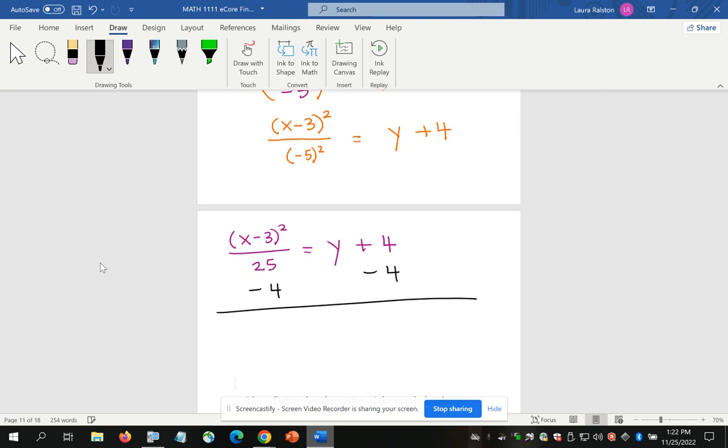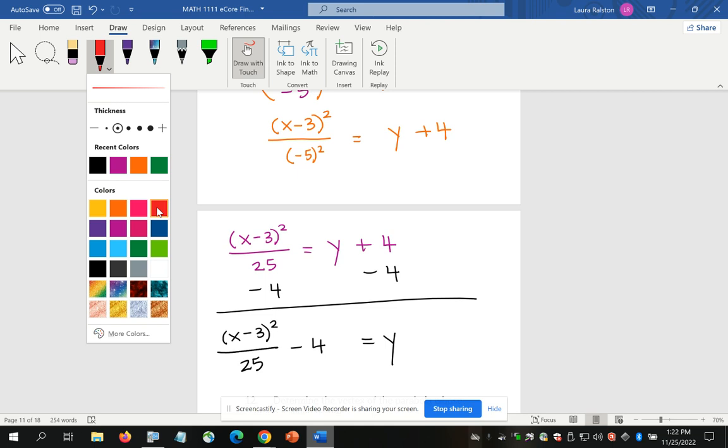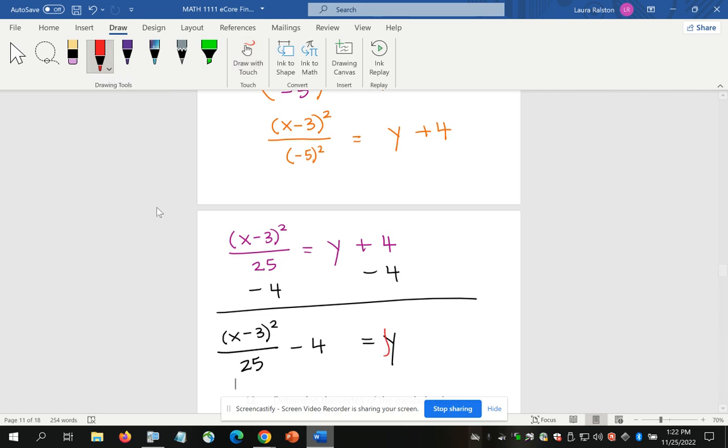Now this is going to look messy. You're going to have x minus 3 squared over 25 minus 4 equals y. Once you have that solved for y, that function represents f inverse. So the inverse of the original function is this equation right here.